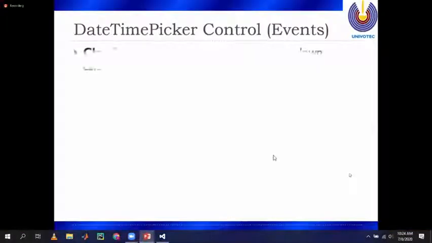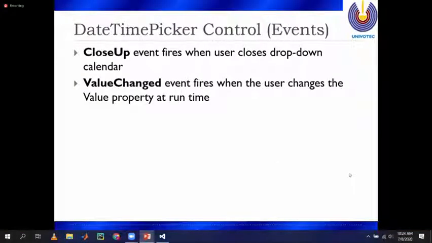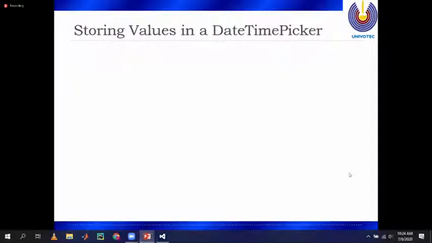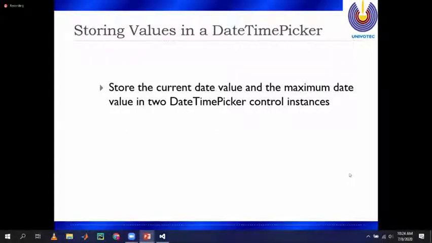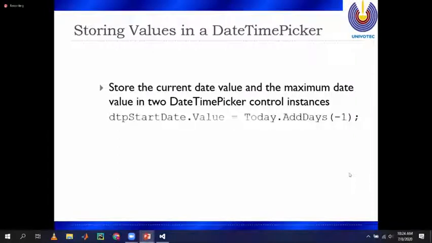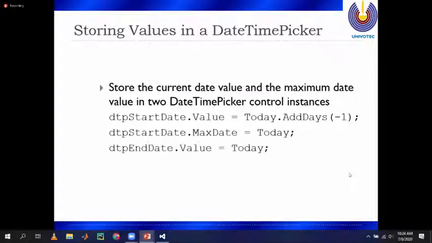Then two events we can use: value change and close up. The DateTimePicker stores the current date value and the maximum date value. The picker also has properties, maximum date and minimum date.